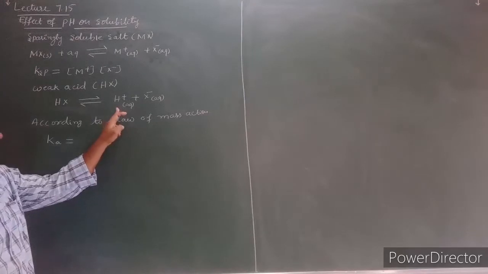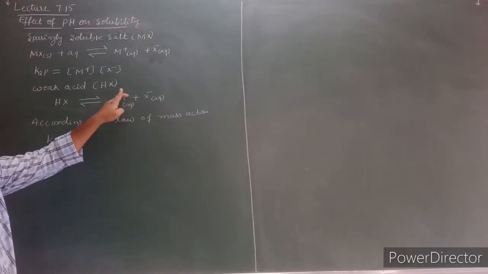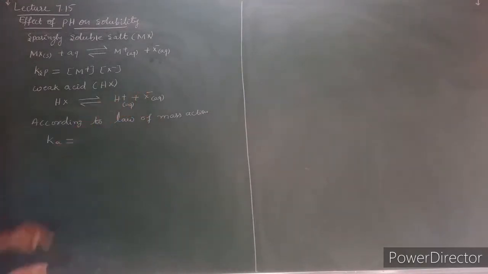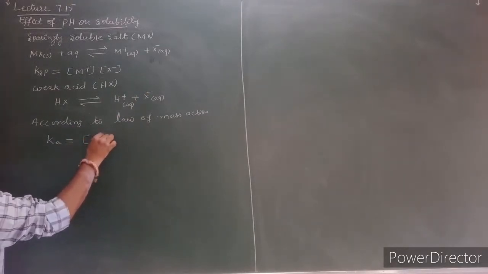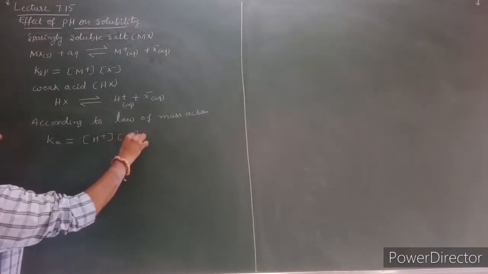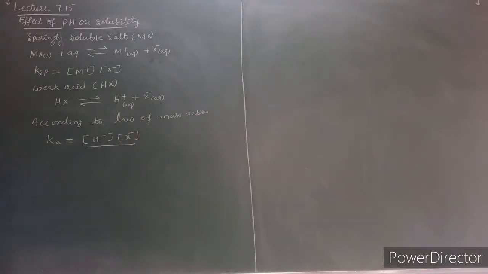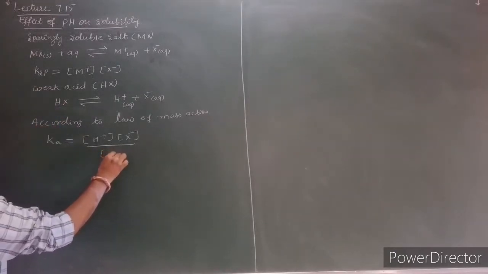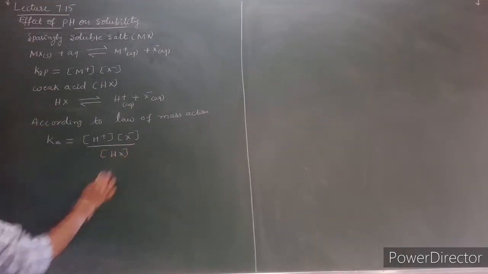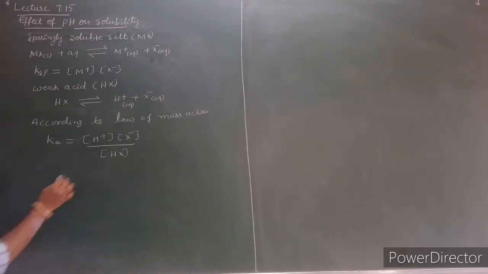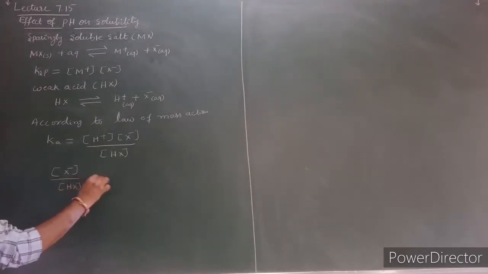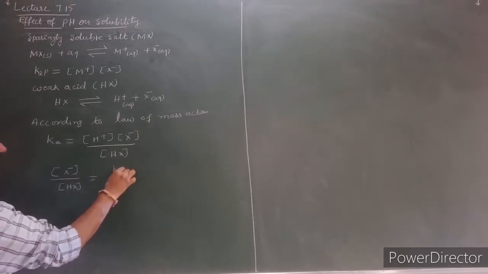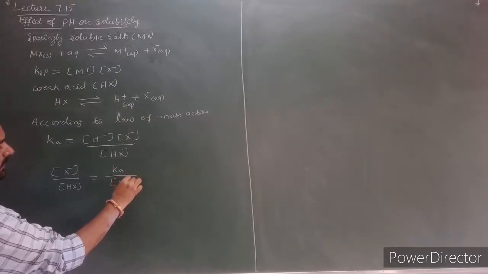On the product side, there are two ions: one is the H+ ion, the second is the X- ion. So Ka is the molar concentration of H+ times the molar concentration of X- divided by the molar concentration of the reactant, HX. Just rearrange this equation. After rearranging, you will get the molar concentration of X- divided by the molar concentration of HX is equal to Ka divided by the molar concentration of H+.